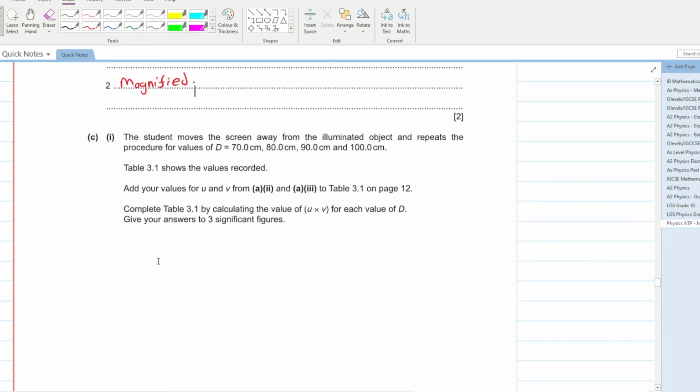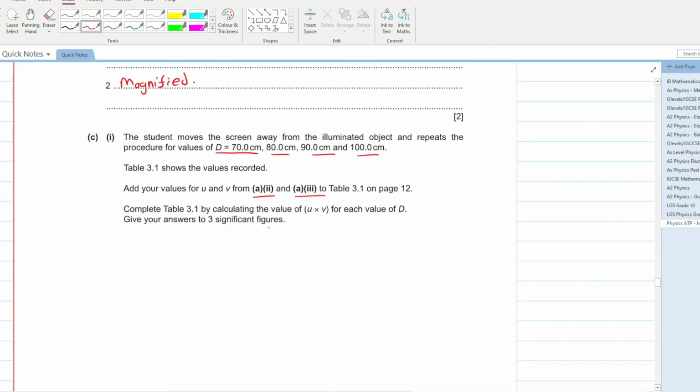The student moves the screen away from the illuminated object and repeats the procedure for d equals 70, 80, 90 and 100. Table 3.1 shows the values recorded. Add your values for u and v from part A2 and part A3 to table 3.1 on page 12.